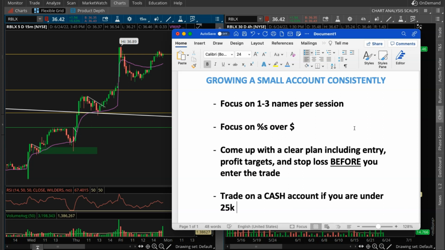And my last point here, trade on a cash account if you are under 25K. A lot of new traders don't know about this, but if you have a cash account, you can trade an unlimited amount of times with your buying power. So this could help you avoid PDT, and this is really great for small accounts.